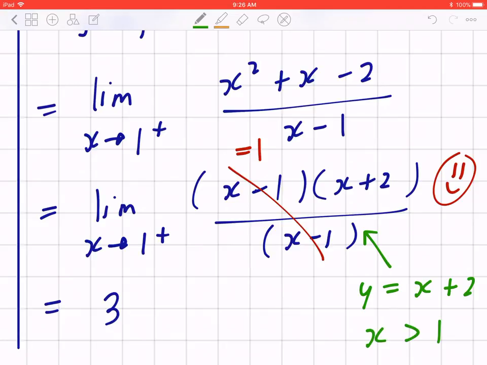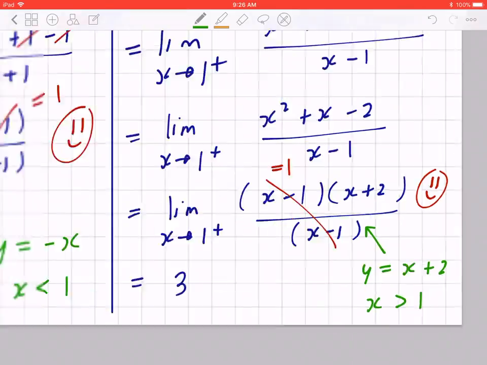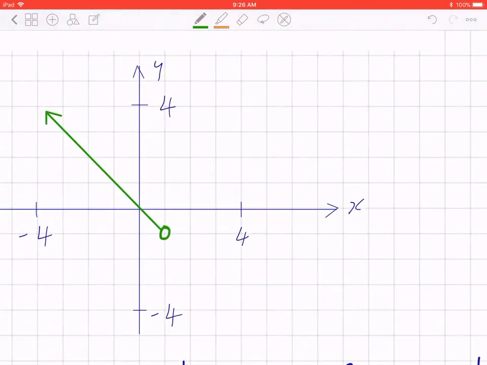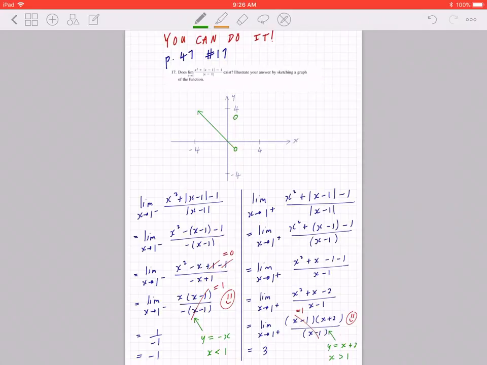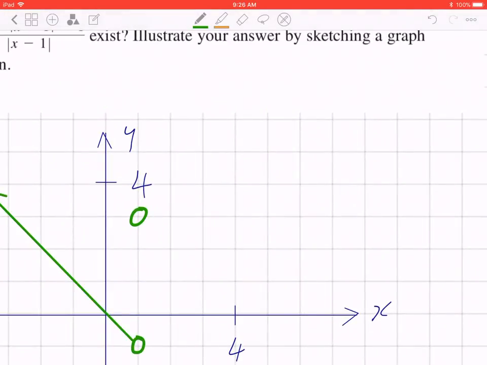So I'm going back to the graph. I'm going to update the second piece. The y-intercept is going to be at 2, and the slope is going to be 1. So it's going to look something like that. And again, this is the entire function, right? f of x.